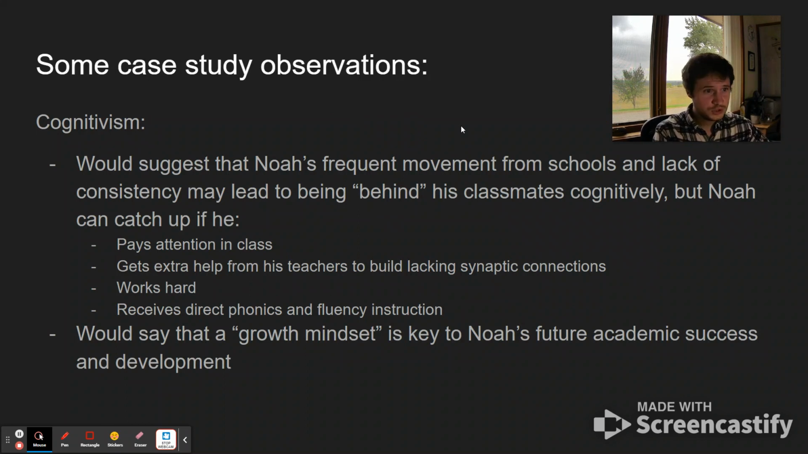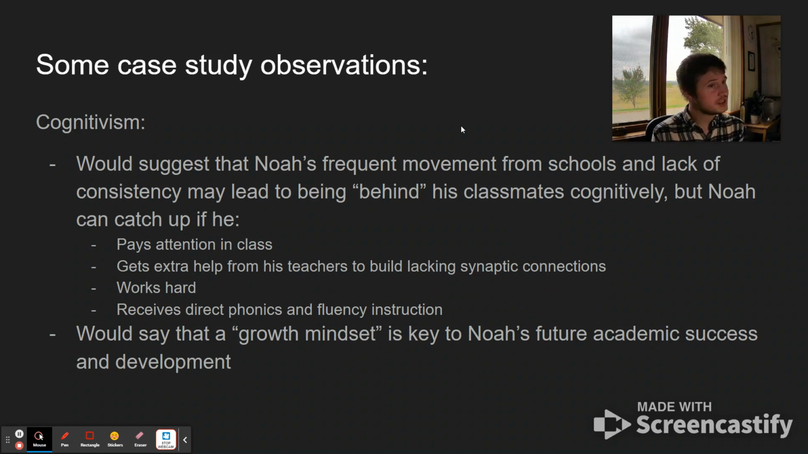Cognitivism would suggest that Noah is going to be behind, but a cognitivist would say if he pays attention in class, gets the extra help that he needs, works hard, and also receives some direct 2nd grade, 3rd grade phonics fluency instruction, he will be able to get it. Cognitivism would pitch the growth mindset essentially and would say, in order for this kid to do well, they have to get their attitude right and then get the help they need, and we will get them caught up. Okay? So that's a cognitivist.